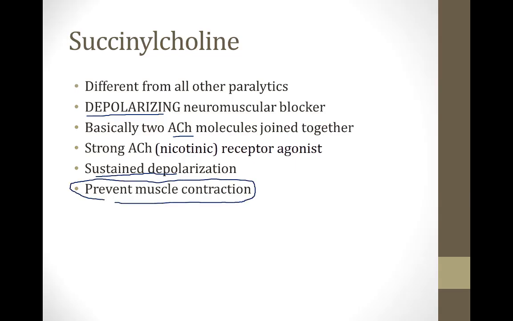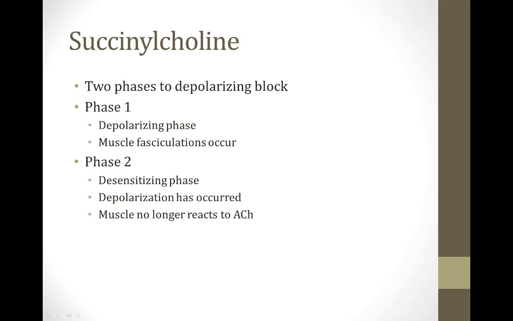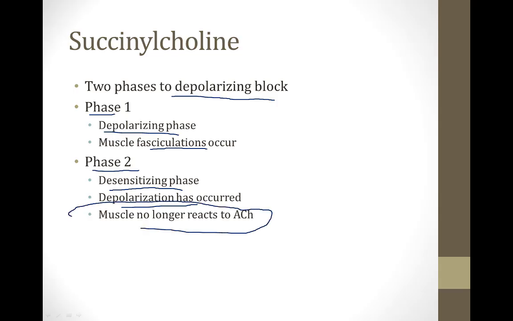and over time this will prevent muscle contraction so that you get paralysis. The way succinylcholine works is that it causes two phases of so-called depolarizing block. In phase 1, the muscle depolarizes and the muscle begins to fasciculate. In phase 2, the muscle's been so stimulated that it is now desensitized. Depolarization has occurred throughout the muscle tissue, and basically the muscle is no longer responsive to acetylcholine. And that's how a depolarizing block of muscle contraction works.